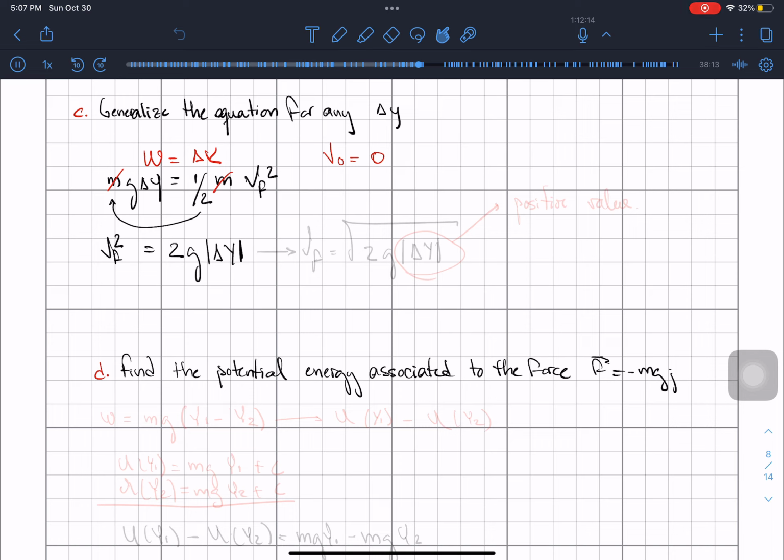which will translate to the square root. The final velocity is equal to the square root of 2 times gravity times the change, or the variation, in height. It is important to know that delta y is always going to be a positive value.